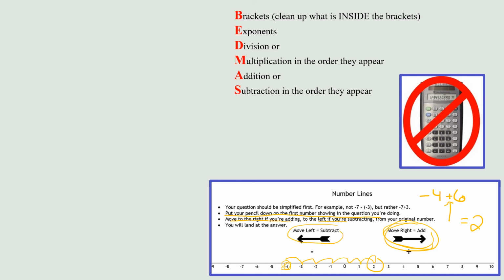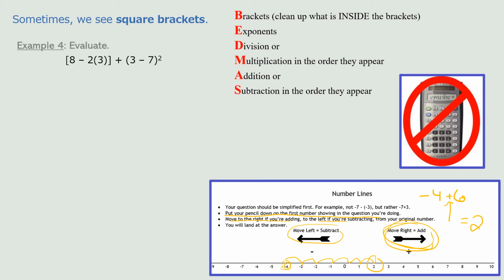And the more we get into math, the less you'll need one. But it's very common right now for students to be using a number line as we get back into math, maybe after not doing math for a while. So sometimes we see square brackets. Let's evaluate, that means answer this question here. Okay, square brackets. The rule for that is still following the order of operations.